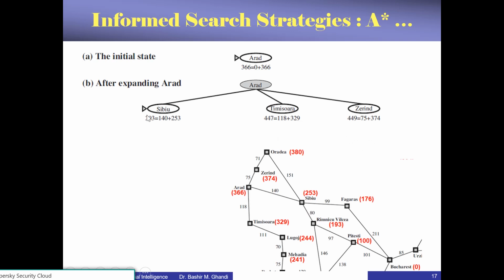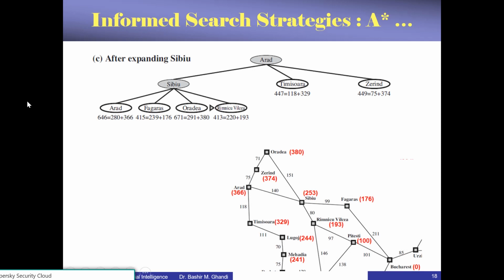So looking at these sums, clearly the sum of 393 is smaller, and therefore again we're going to go to CBU next, not Zerind and not Timisoara. We're going to go to CBU. So we're going to explore CBU next, and now this is what you will have.